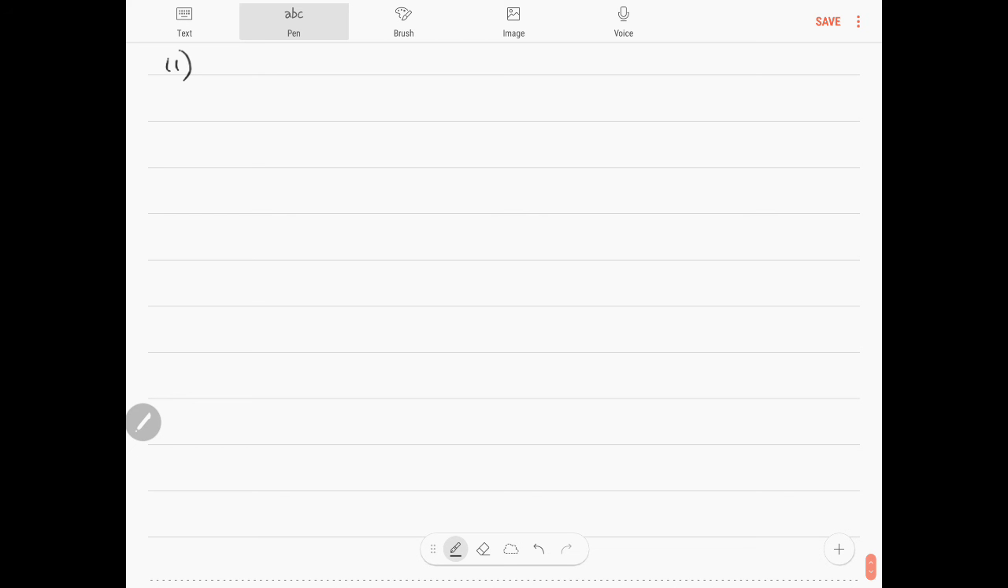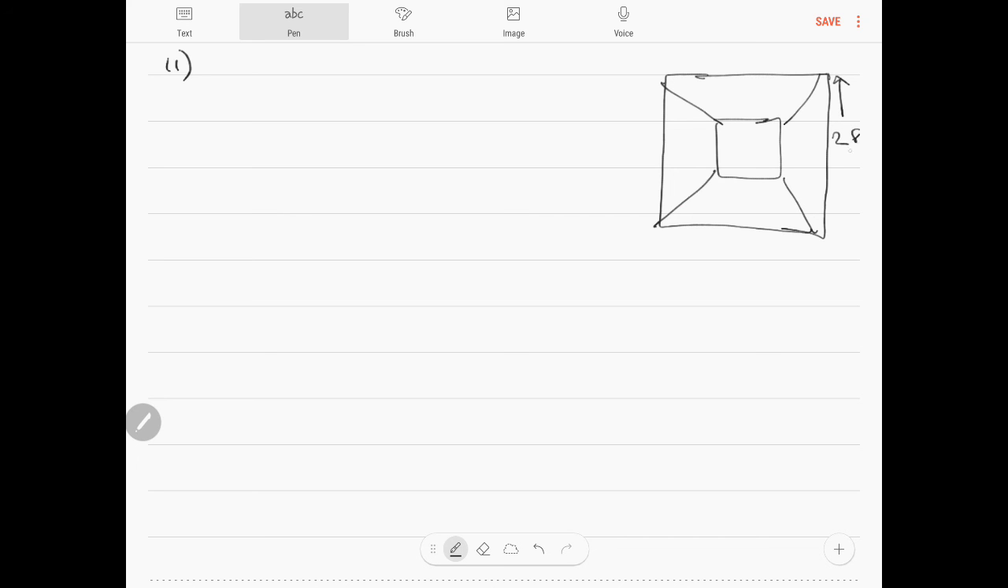Question number 11. Diagram of the adjacent picture frame has outer dimensions 24 by 28 centimeters and inner dimensions 16 by 20 centimeters. Find the area of each section of the frame if the width of each section is the same. So in this diagram, this is 28 centimeters. This is 24 centimeters. This is 20 centimeters. This is 16 centimeters.